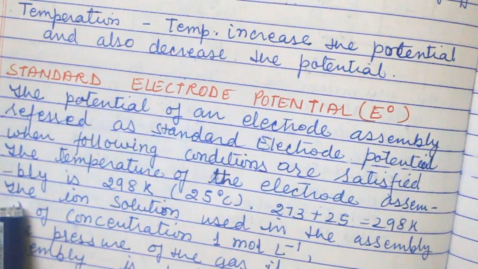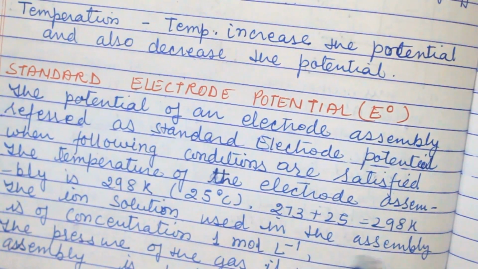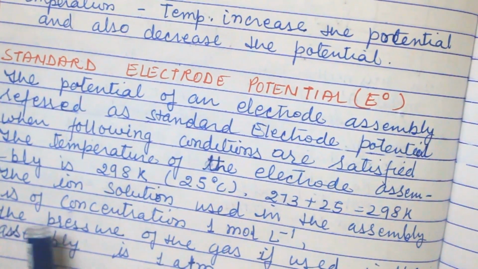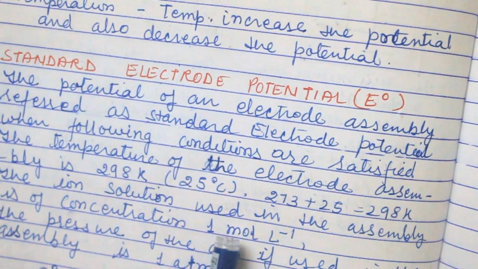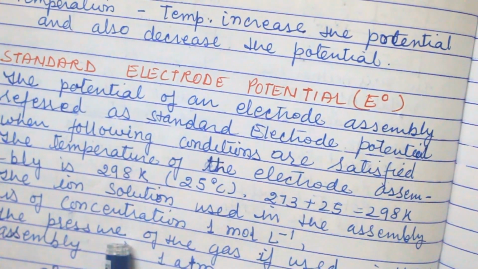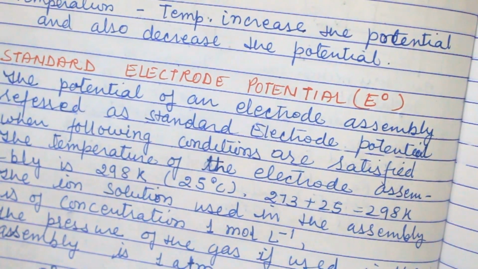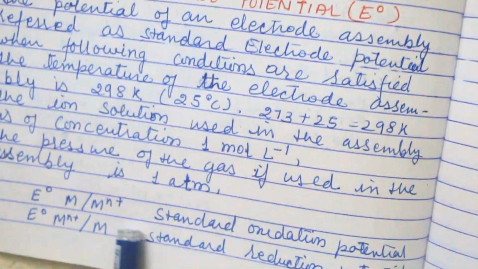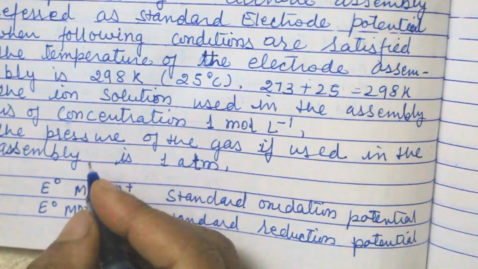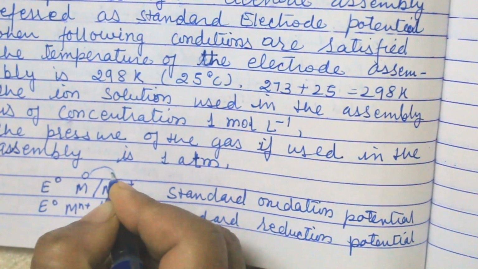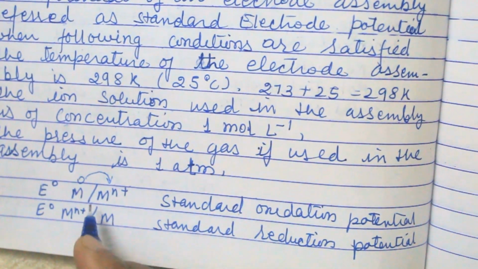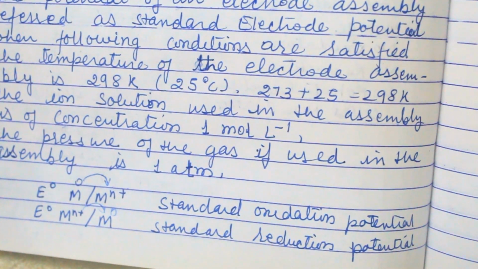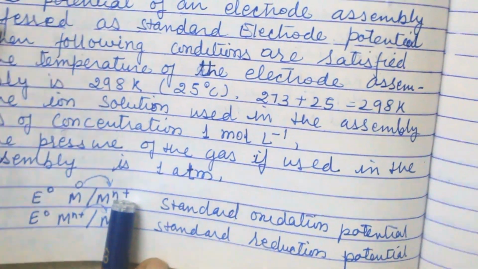The second condition is that the ion solution in the assembly should have a concentration of 1 mole per liter. The concentration is 1 M. Third, the pressure of the gas, if used in the assembly, is 1 atm. So this is the standard oxidation potential, because from the zero state it goes to +1, and in this +1 goes to the zero state. So this is the reduction potential and this is the oxidation potential.